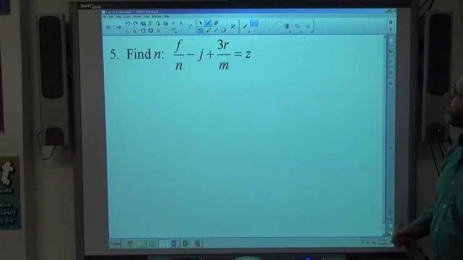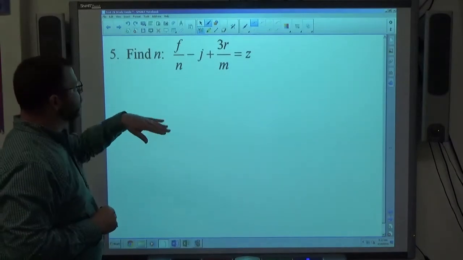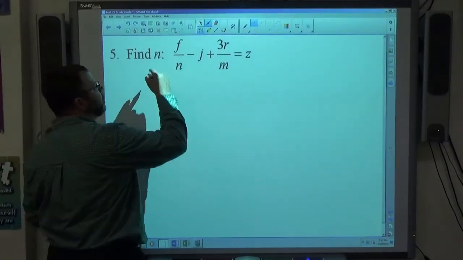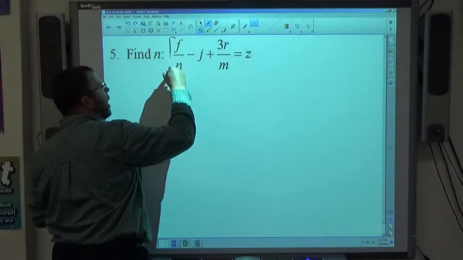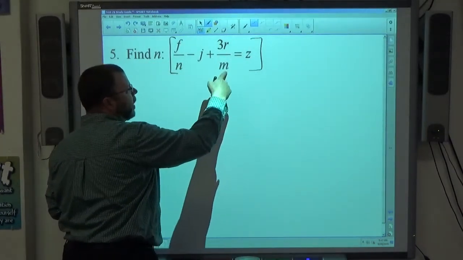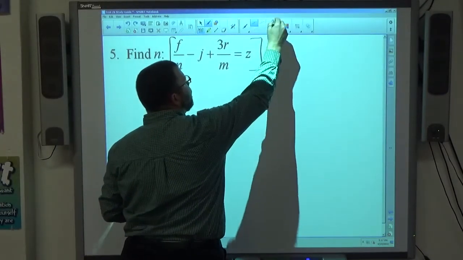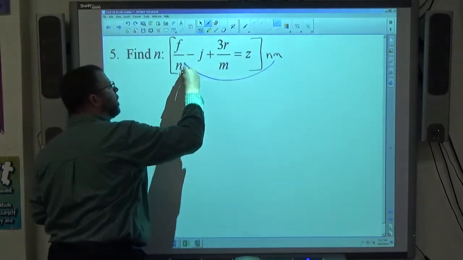Number 5, it says find n. Our first priority on an abstract equation, a bunch of variables with fractions, is to get rid of the fractions. So I don't even care about this until I get rid of fractions. The only fractions are f over n and 3r over m. The least common denominator is nm. I'm going to multiply everything by nm, reducing first, then multiplying the result.